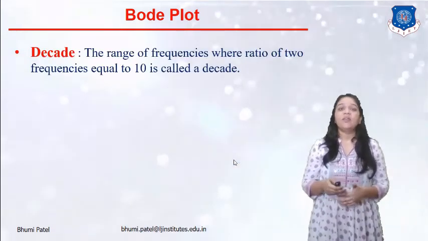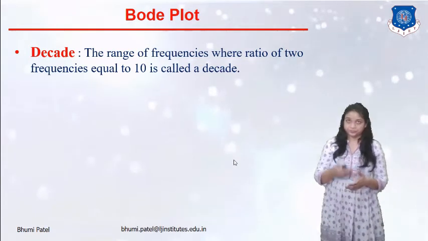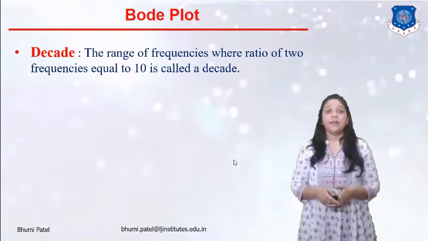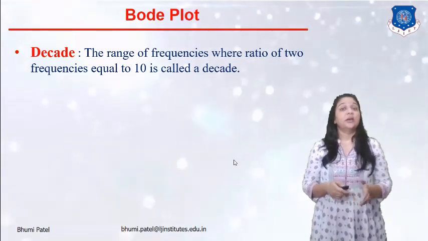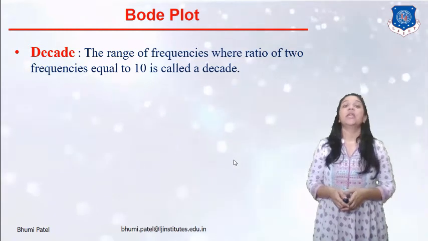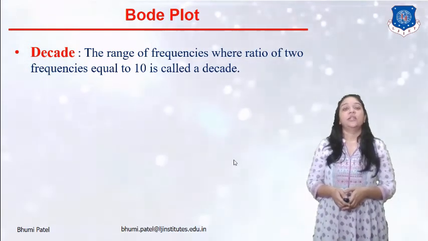Whenever we design a Bode plot, an important criterion is the decade. Now what is the decade? The range of frequency where the ratio of two frequencies is equal to 10 is called a decade.